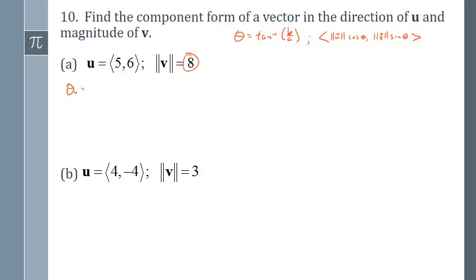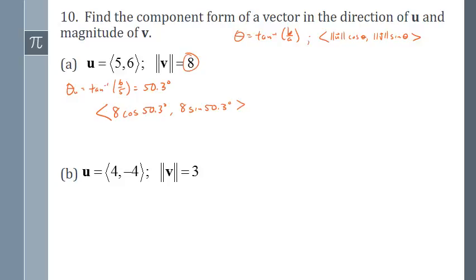So theta, just going to put a little subscript u there so we know what we're looking for, is the inverse tangent of 6/5. That is not going to be on the unit circle. I'm going to get an approximate value. Radians or degrees will work here. I prefer degrees, personal preference, whatever you want to do. So we know the degree, we know the magnitude, so our component form is just 8 cosine 50.3 degrees and 8 sine of 50.3 degrees.